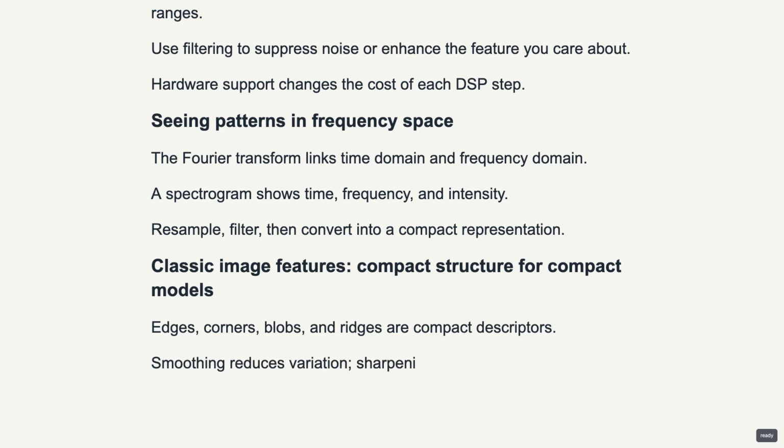The contour view shows why feature extraction helps. Once the scene is reduced to structure, analysis gets simpler. Smoothing removes distracting variation, while sharpening pulls boundaries forward, and both can make the important parts easier to detect.